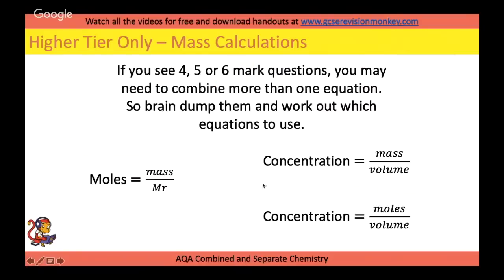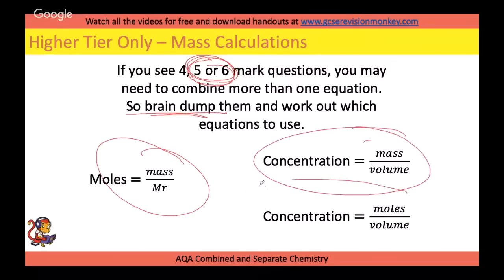Right then, my final bit of advice if you're doing higher tier is if you see maybe 4 if they're harsh, but definitely 5 or 6 mark questions, you may need to combine more than one equation. So brain dump them and work out which equations to use. It's not many. Moles equals mass over MR, concentration equals mass over volume, and concentration equals moles over volume. Last little bit, remember centimeters cubed, divide by 1,000 to get to decimeters cubed. And you might need to use these.